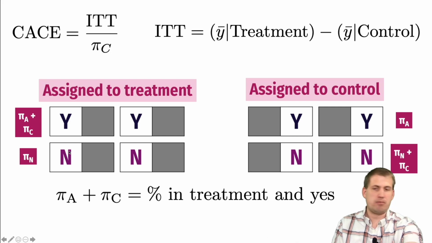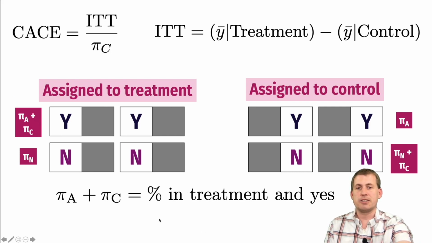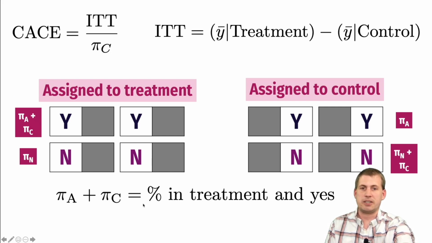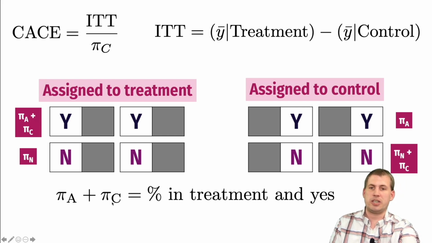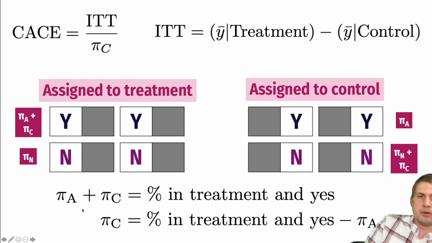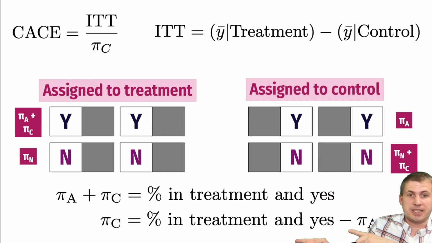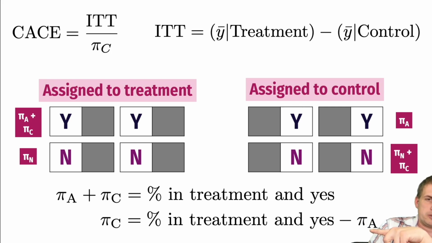So if we look at this math equation here, we have this proportion of always takers plus the proportion of compliers. That is something that we can measure in our data set. It's the proportion of people who were assigned to treatment and did the treatment. So we have that proportion there. That's good. We can use some algebra to move this proportion of always takers to the other side of the equation so that we're left with just the proportion of compliers. So if we move that over here, what we're left with is the proportion of compliers is whoever was in the treatment and did it minus the proportion of always takers.